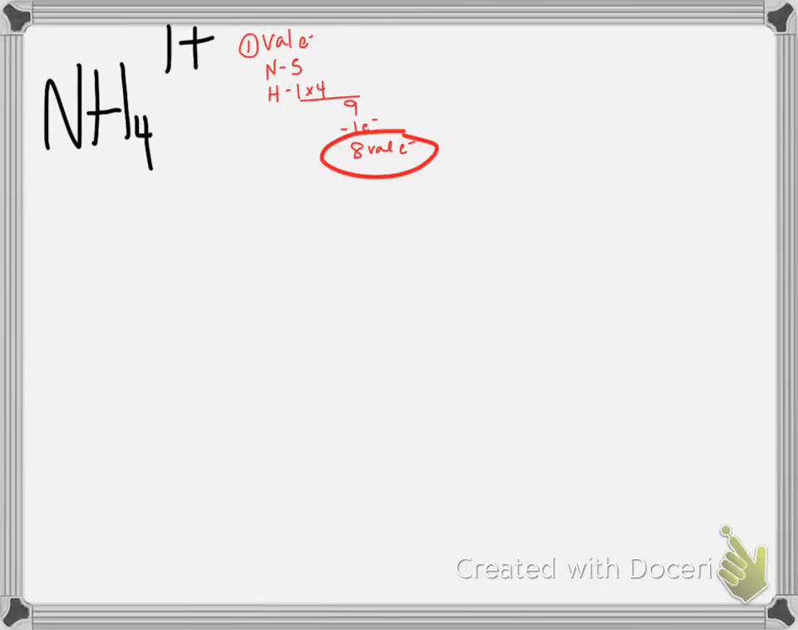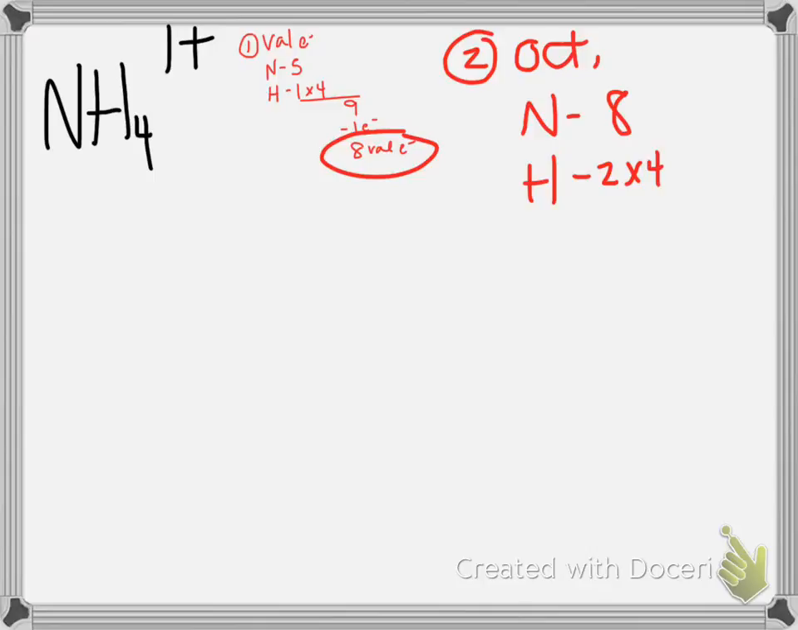Okay. Step 2, count the octet electrons. How many does nitrogen want? Octet electrons. 8. Overall, it wants to feel like it's got a set of 8. How many does hydrogen want? 2. And there are 4 hydrogen. So our octet number is 16.